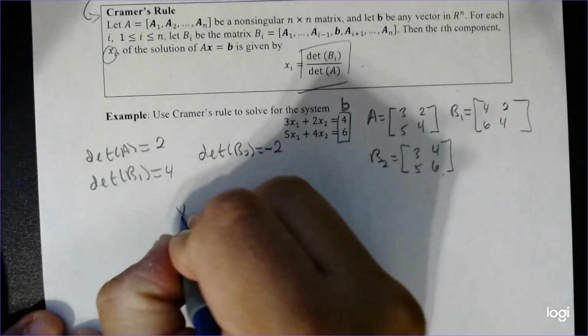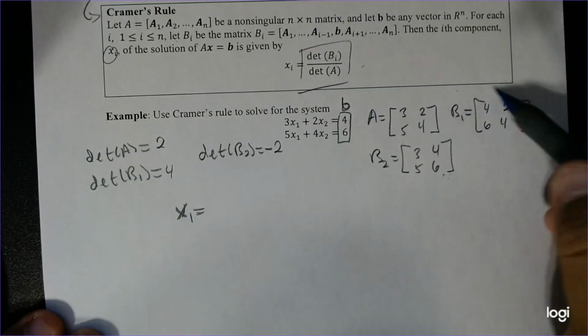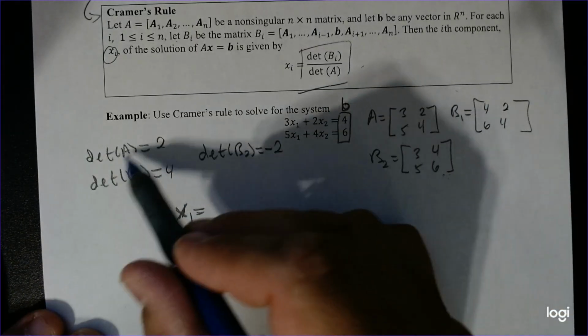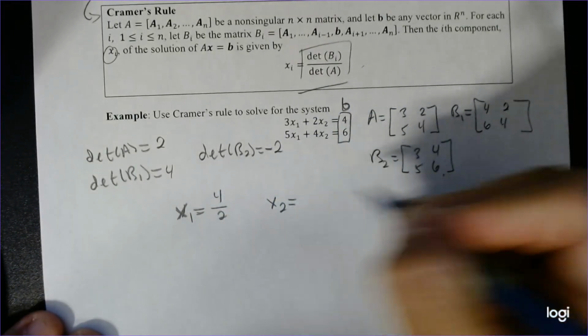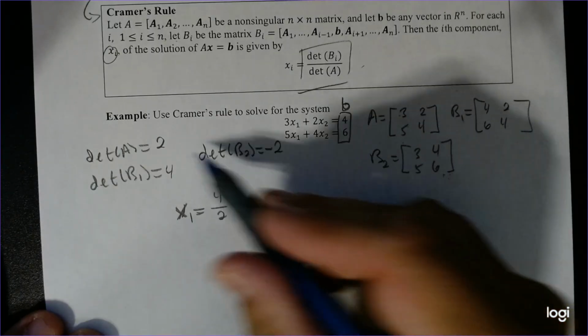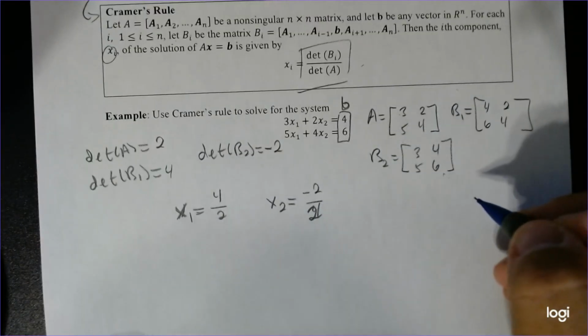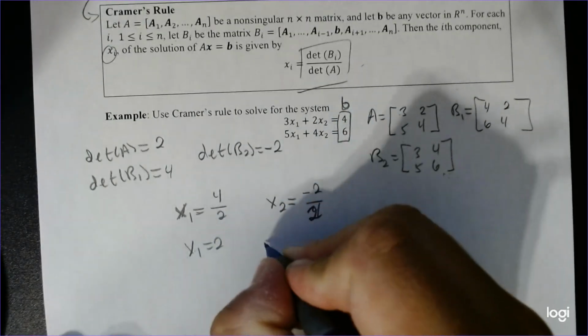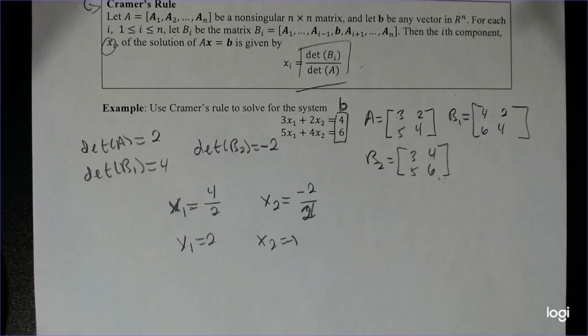So that means x1 is going to be, well, this determinant divided by this determinant. So if I go over here, it's going to be 4 divided by 2. And x2 is going to be this determinant by that determinant. So if I go over here, negative 2 divided by 2. So x1 is equal to 2, and x2 is equal to negative 1. It's a nice little format how that's going to go into play. And it gets much easier when you have to do larger matrices and larger solving for systems.